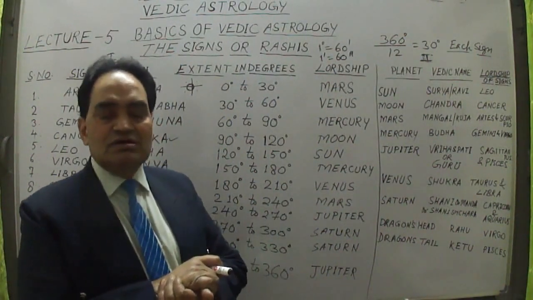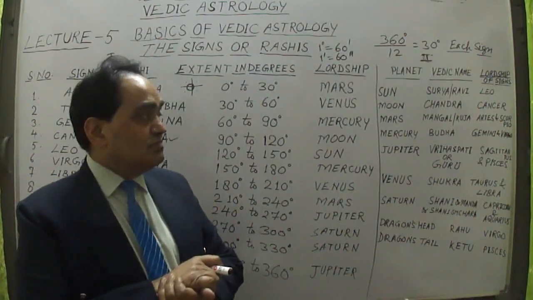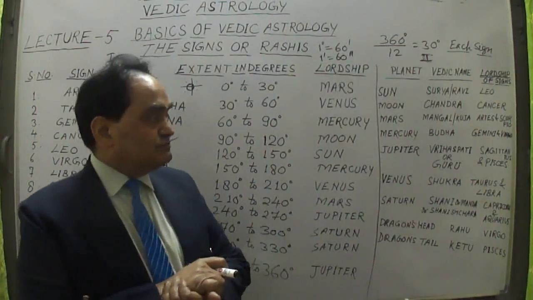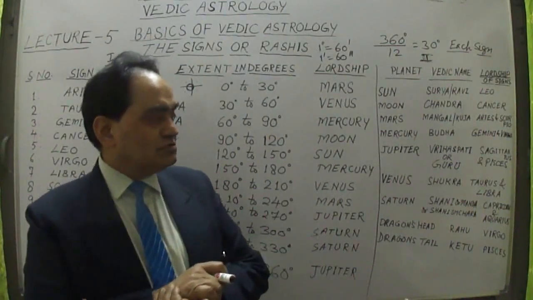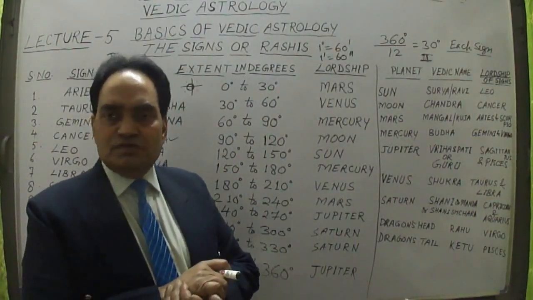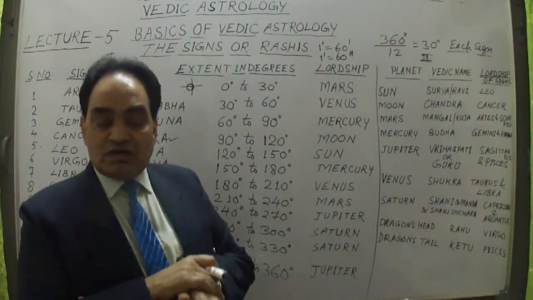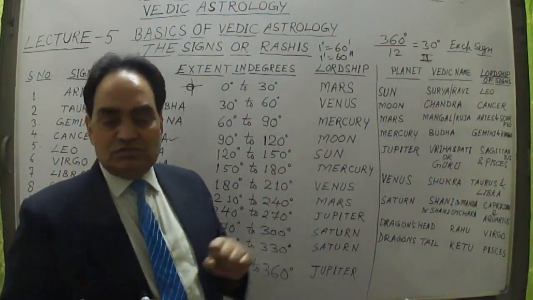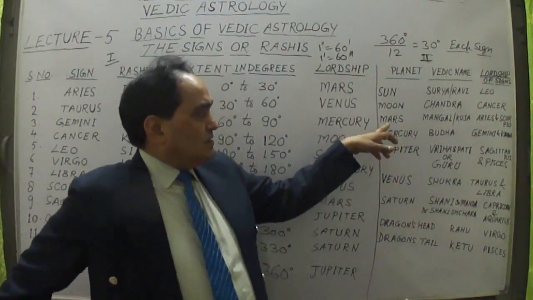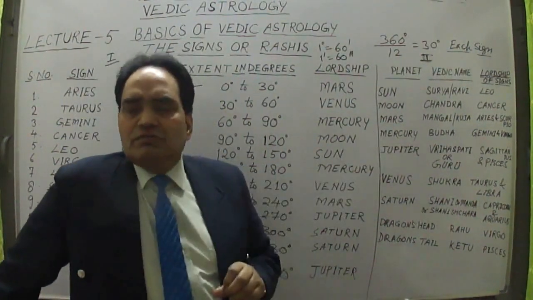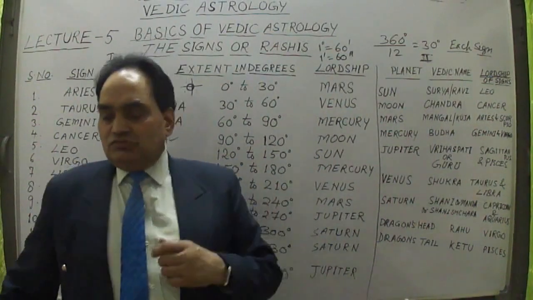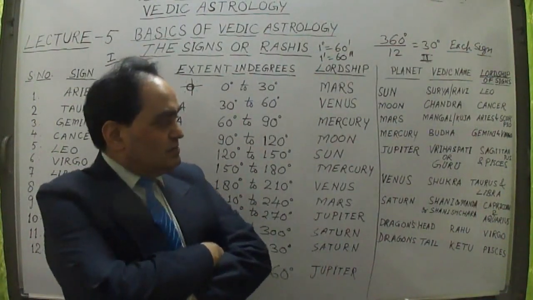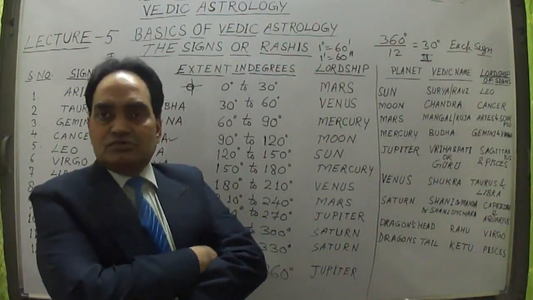Mars is known as Mangal or Kuj in Sanskrit or Vedic astrology. This is also known as Prithvi Putra. Prithvi Putra means son of the earth, Mother Earth. Mars is known as Mangal, or Kuj. Kuj is also used for Mangal, but Mangal is also known as Prithvi Putra. They are known as Prithvi Putra.